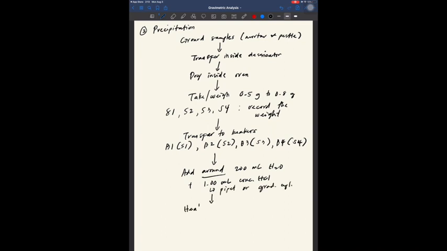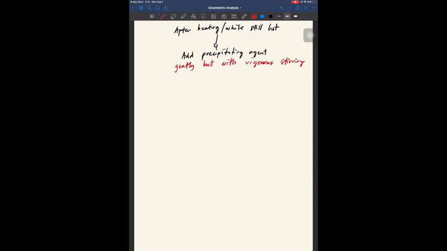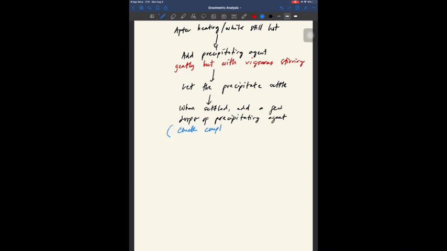Then you heat on top of your hot plate and stir until dissolved. Well, hot plate or also Bunsen burner. And then after heating, or while still hot, add precipitating agent. The term here is gently but with vigorous stirring. So after addition of your precipitating agent, what we need to do is to let the precipitate settle down. And when they are settled, add a few drops of precipitating agent. Precipitating agent is your barium chloride, right? This one is to check completeness of precipitation.